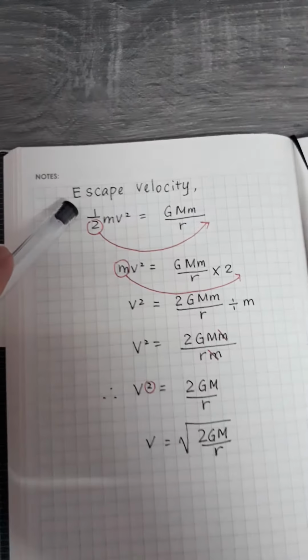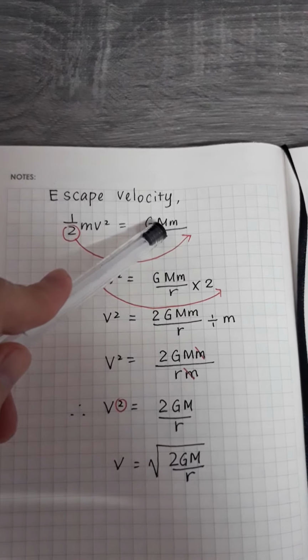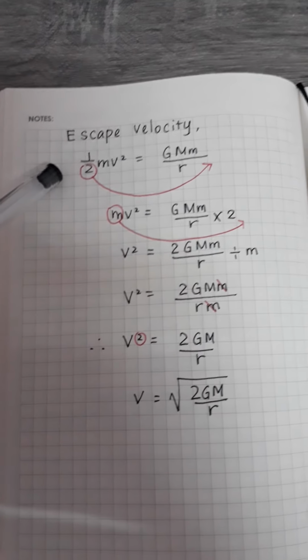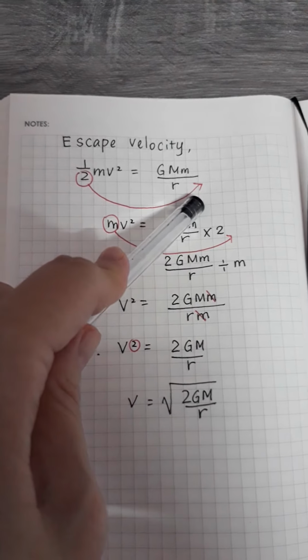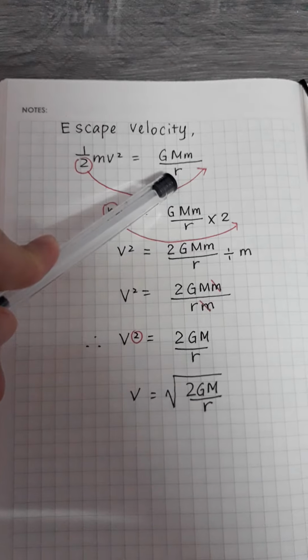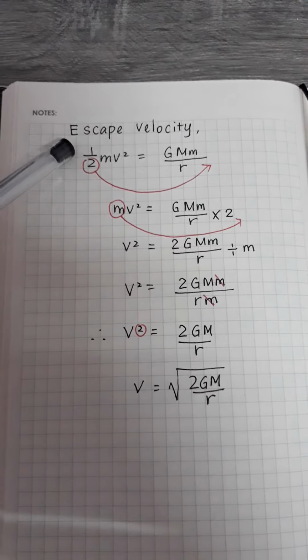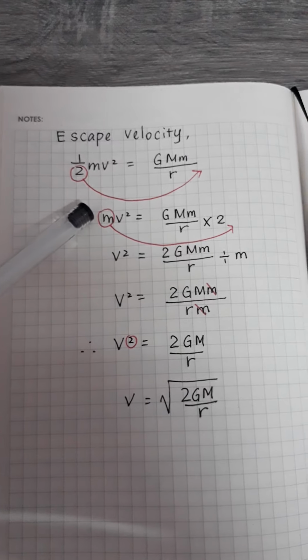In order to calculate the escape velocity, we have to use those two formulas. When the kinetic energy equals the gravitational potential energy, then we can get the escape velocity, which means the rocket can escape to the space.